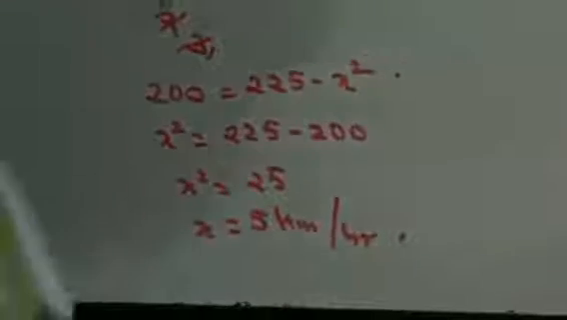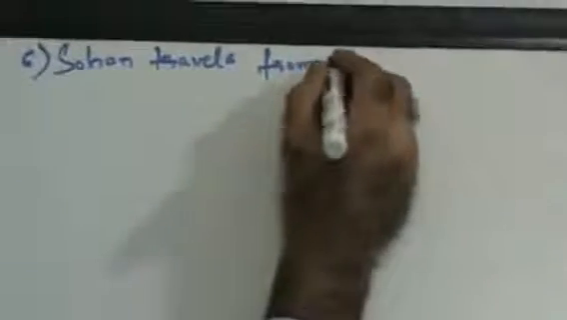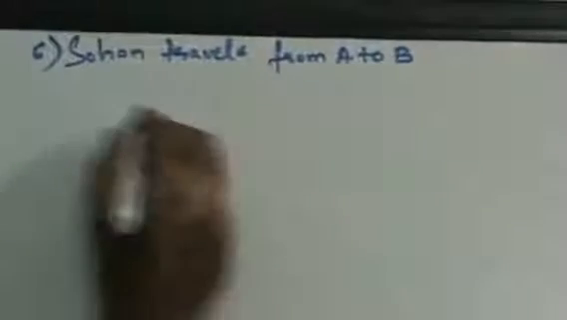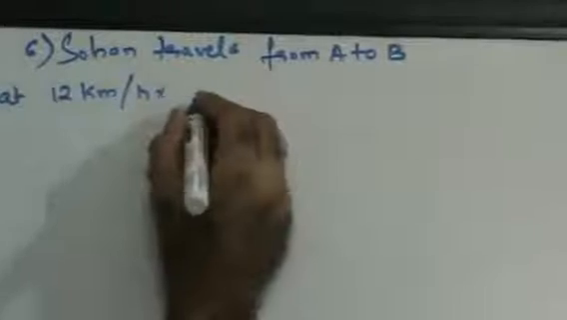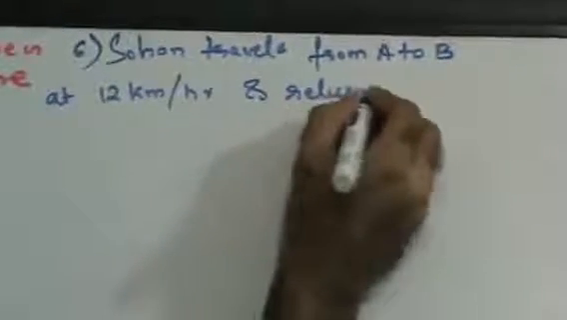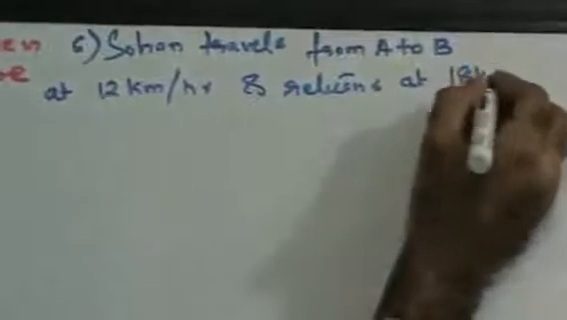Right? Next, let's move on to the next sum, guys. Sohan travels from A to B at 12 kilometers per hour and returns at 18 kilometers per hour.